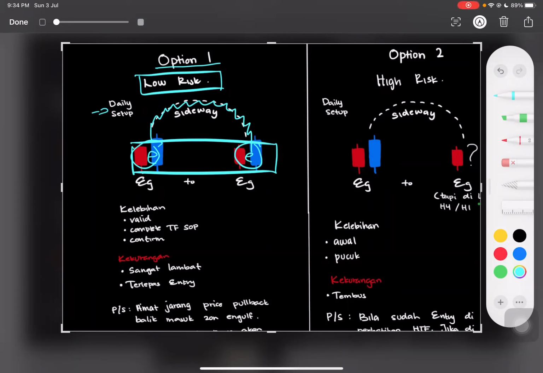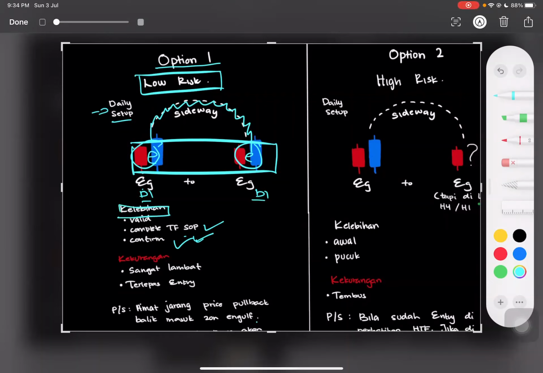Sorry if the notes are in Malay, I'm going to translate for you. When the first time frame creates engulf to engulf, let's say daily itself creates engulf to engulf, that is perfect. The benefit is your setup is really strong. Your setup will be confirmed already that it's going to fly. Also, the setup has already completed this time frame's SOP. So that is the benefit of the setup.